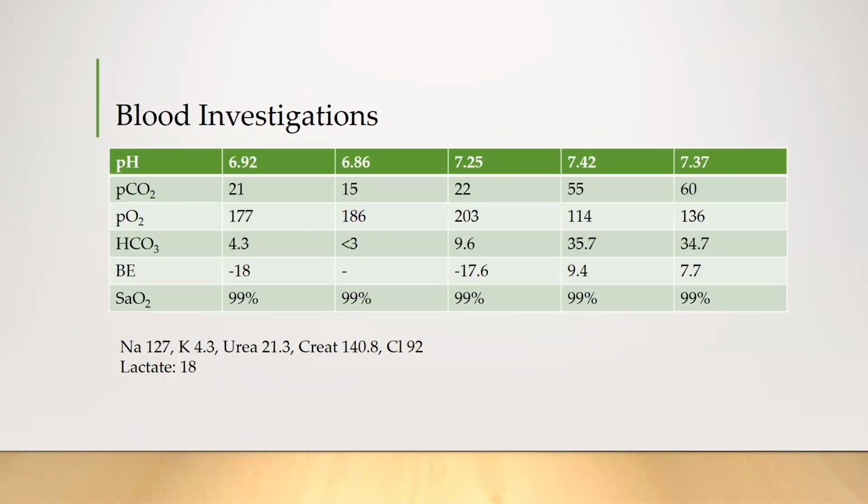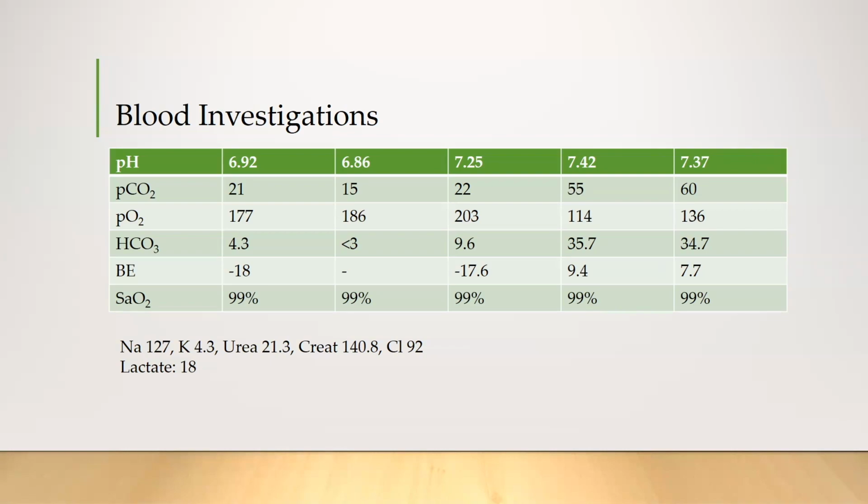So based on the blood investigations, the first one is the blood investigation when she presented, and in the second one we noted that it's actually worsened, with a pH of 6.86, PCO2 of 15, PO2 of 186, bicarb of less than 3. So it's a severe metabolic acidosis, you would say. Then subsequently for the next few readings, it shows that it has improved. We gave a lot of sodium bicarb, a lot of fluid resuscitation, and also did some HD for the patient as well. So at that point of time, we will be taking the 6.86 reading.